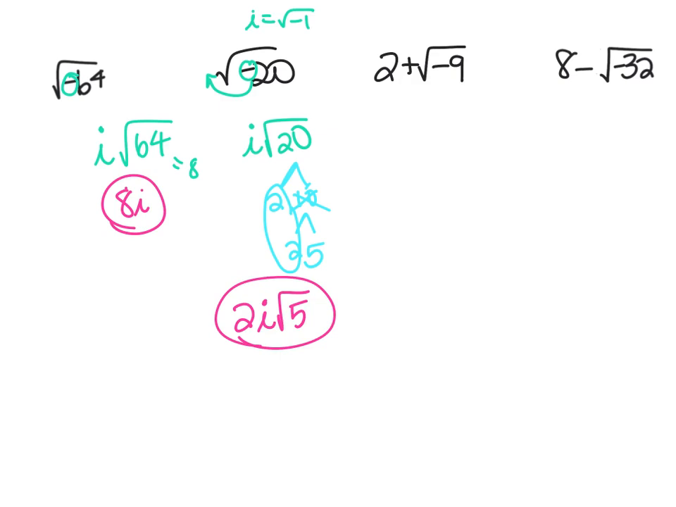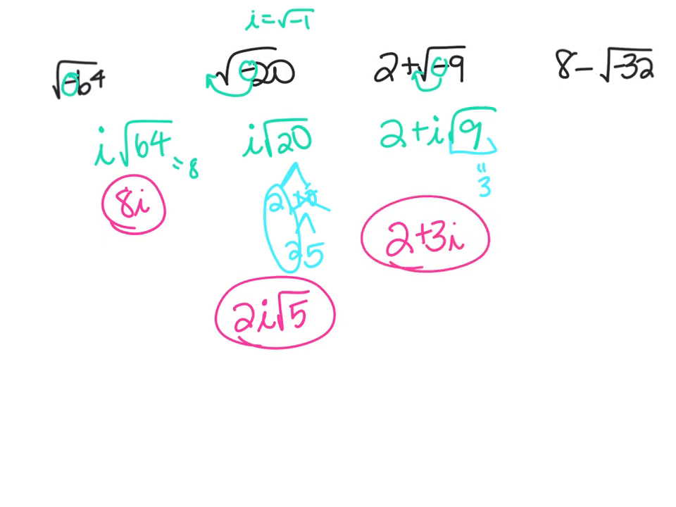Next one, so this one has an extra 2 plus at the beginning of it. It still works the same. That's the real part of the expression. We don't have to do anything with that. We just take this negative from the 9. We want to bring that out front, so this turns into 2 plus i root 9, and now we deal with this radical. Square root of 9 is equal to 3. That is a perfect square, so this will turn into 2 plus 3i.